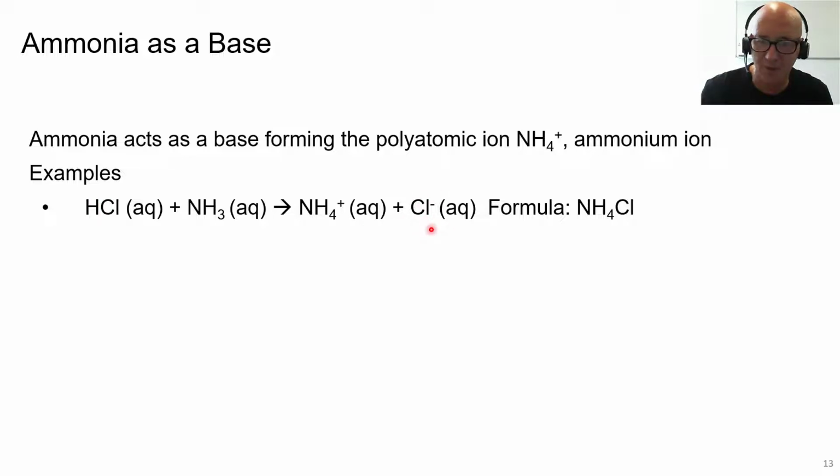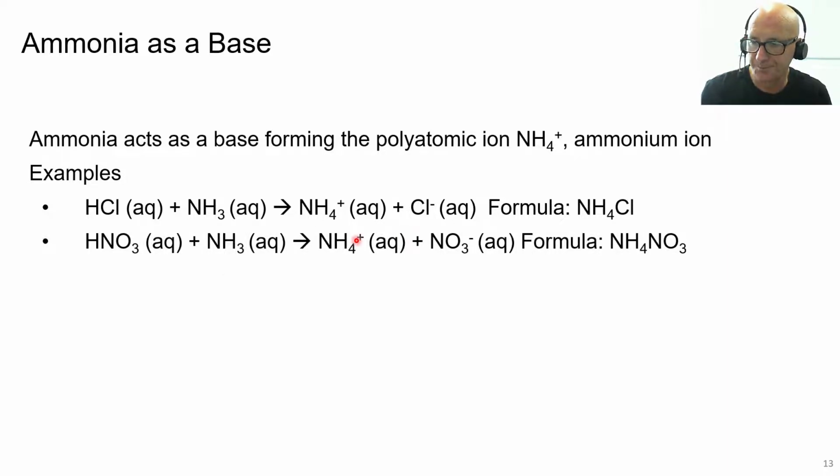Now notice what's happened here. This is an acid plus a base, but now it's not a salt plus water. That only occurs when they're hydroxide bases. Ammonia here is not a hydroxide base, but you do end up with a salt. This is ammonium chloride. Now, if you evaporate the water from this, you will end up with a solid crystalline substance with a high melting point, as you would for any ionic compound.